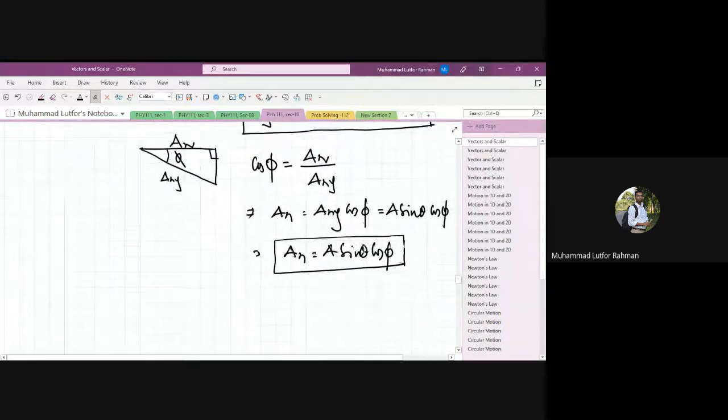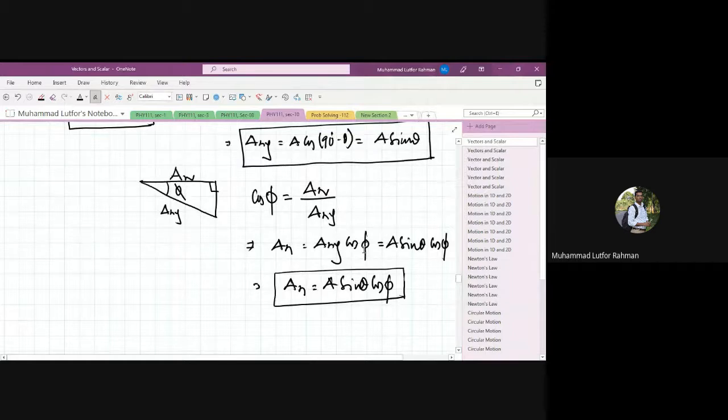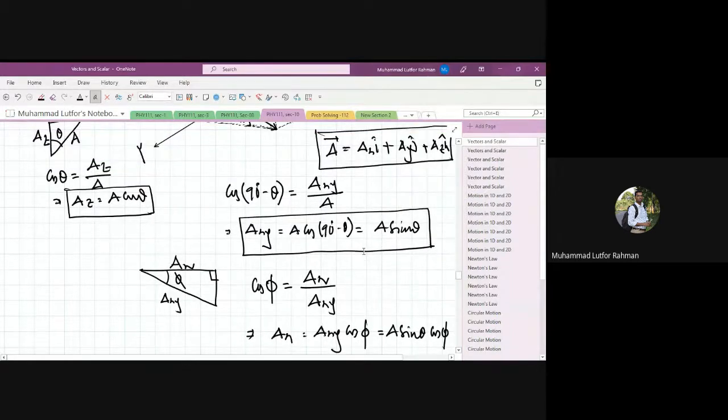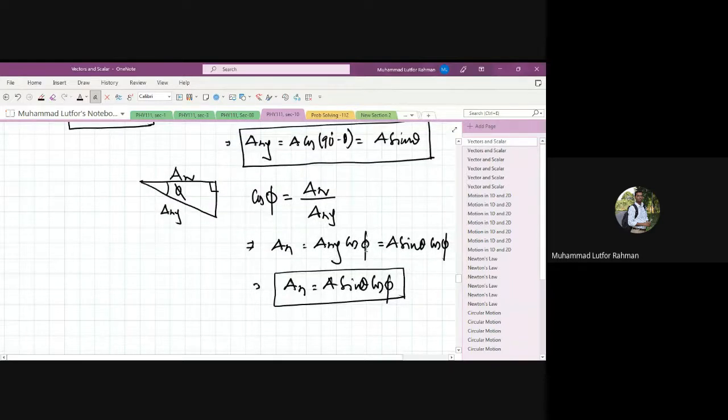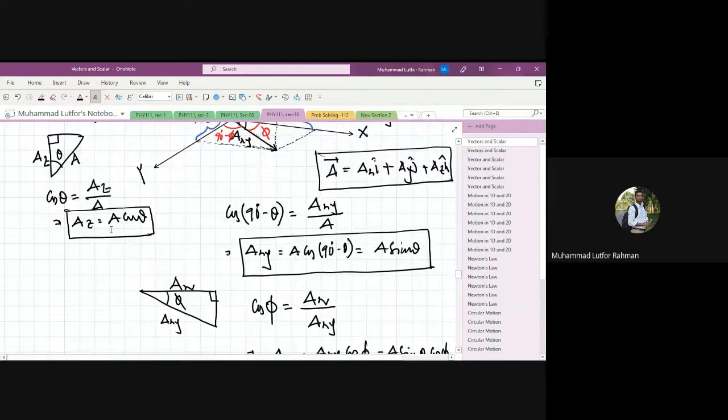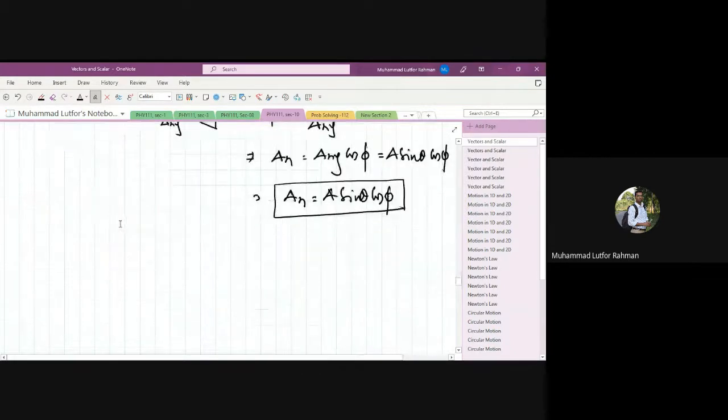All right, so we found this A_x component. Now, what about the A_y component? To find the A_y component, again we'll use the step-by-step approach. For the A_y component, look at this. This one I have to draw. This is your A_y component. This is your vector A_xy.